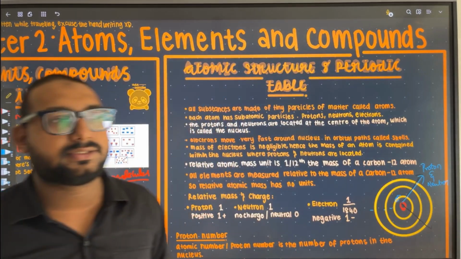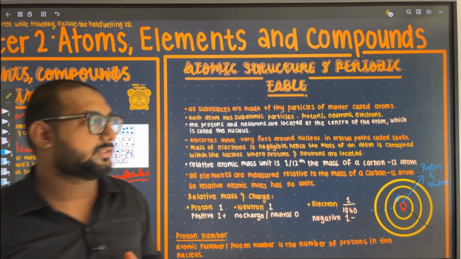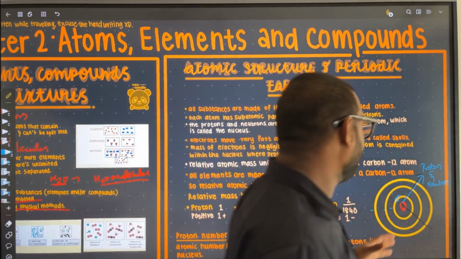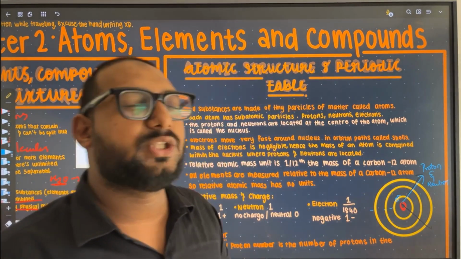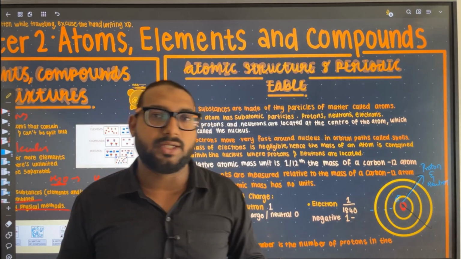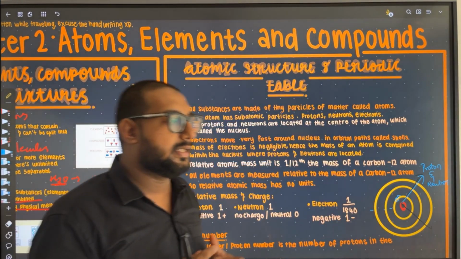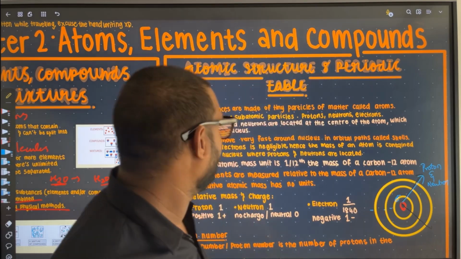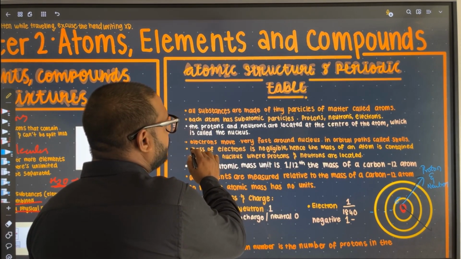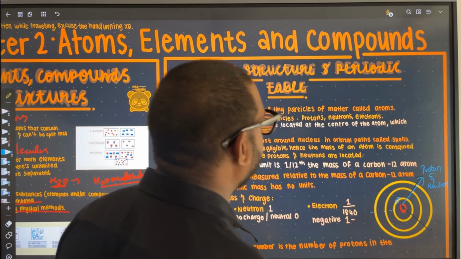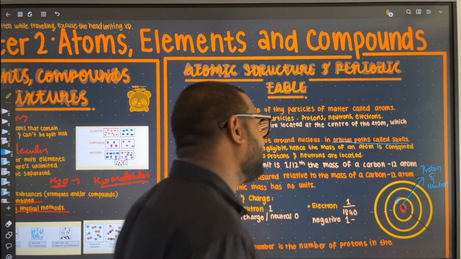For now, let us just understand that inside the atom there are protons, electrons and neutrons. The central part of the atom has protons and neutrons. So the protons and neutrons are present in the nucleus, and around the nucleus you have orbits, and in these orbits electrons revolve. The electrons move very fast around the nucleus in orbital paths called shells. They can be called orbitals, or they can also be called shells.